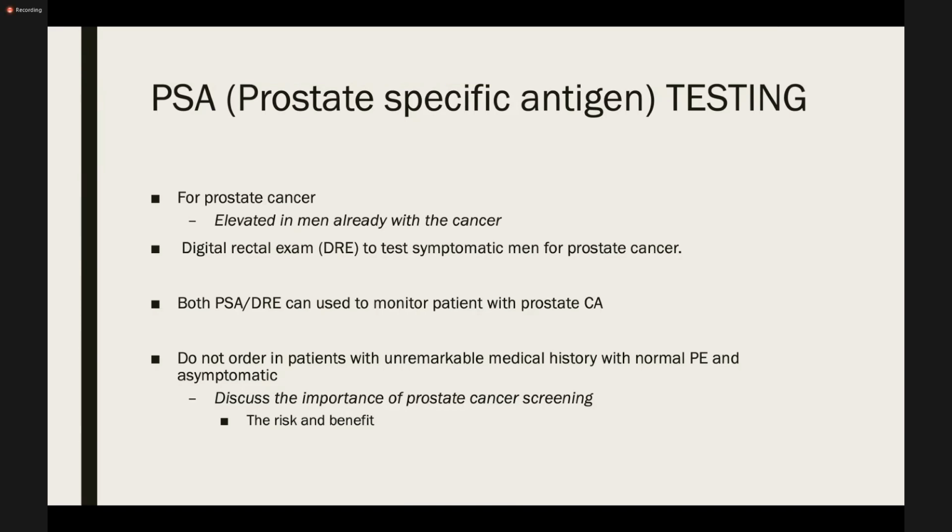The first thing you want to do is just do a digital rectal exam. Put the finger in and check for a mass and make sure there's no irregularity.